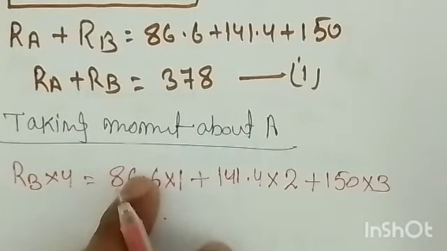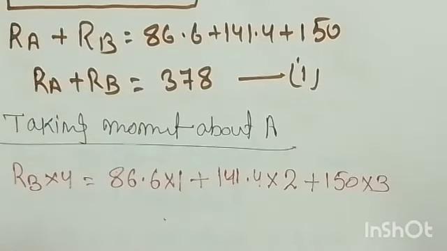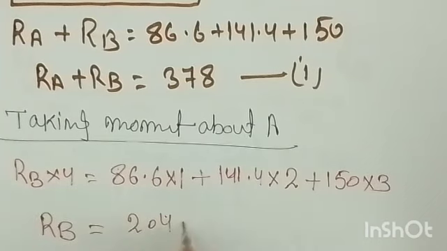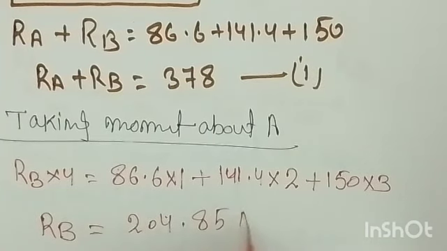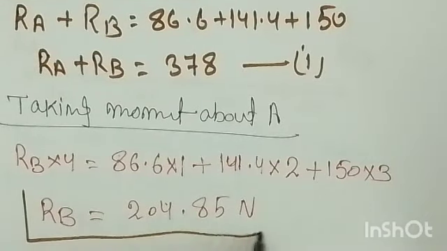As you are taking the moment about A, at A the reaction is there, but there is no distance, so that's why we can't take the RA, right? So now you simplify this value, and you'll get the RB value. So directly I'm writing RB is equal to 204.85. This is the reaction we got at B, 204.85 Newton.